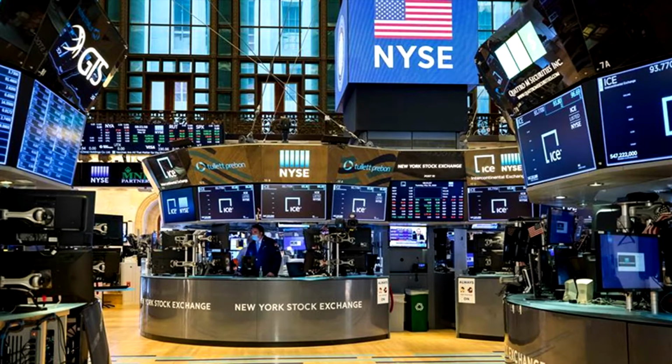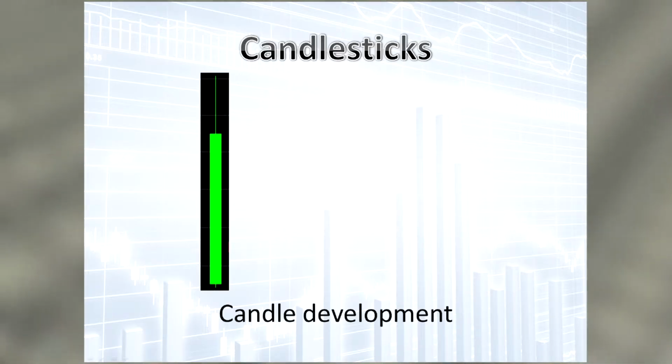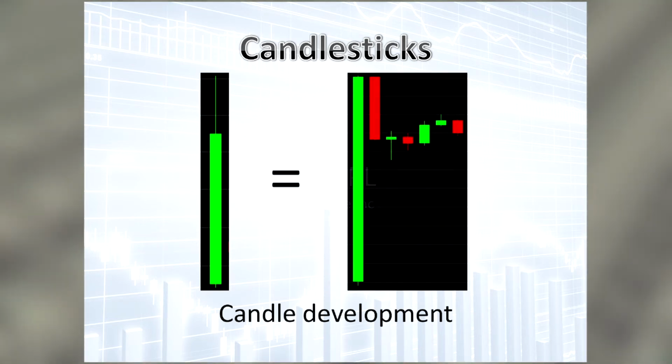The New York Stock Exchange is open from 9:30 a.m. to 4 p.m. So this big daily candle would be broken down into 7 different hourly candles. Now, if we break this candle down into hourly candles, we get somewhat of a different view. This is called candle development, breaking larger candles down into smaller time frames to get a better idea of market sentiment.